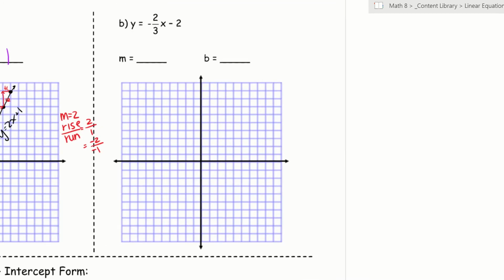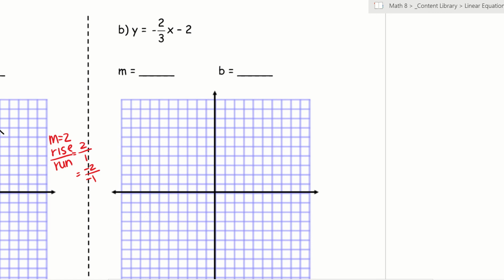You want to see me do it again? Let's see. What's my slope? My slope is negative 2/3. My y-intercept is negative 2. And look at my rise over run, it's negative 2 over 3. That could either mean negative 2, 3, or 2, negative 3. Those are the two ways to write it.